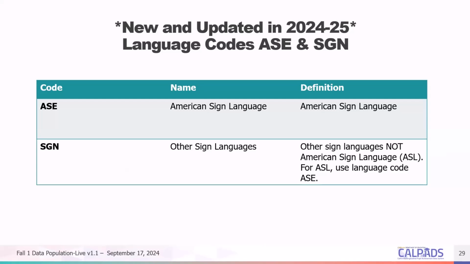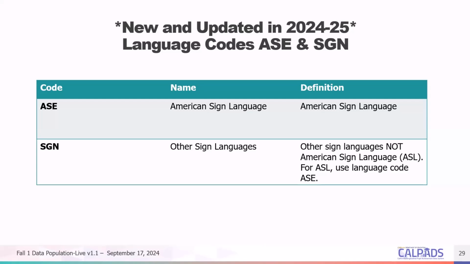In order to LPAC test students with a primary language that is sign language, but is not American Sign Language, CALPADS needs to distinguish between American Sign Language and other sign languages. So in this effort, the ASE language code has been added to indicate American Sign Language. The definition for the existing SGN language code has been modified to indicate any sign language other than American Sign Language.